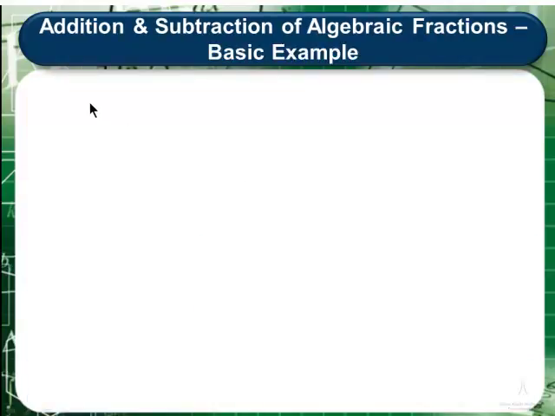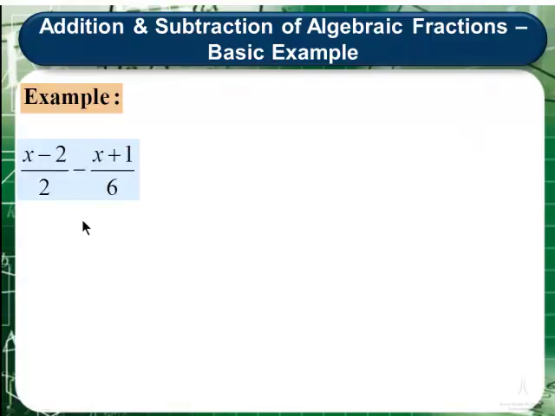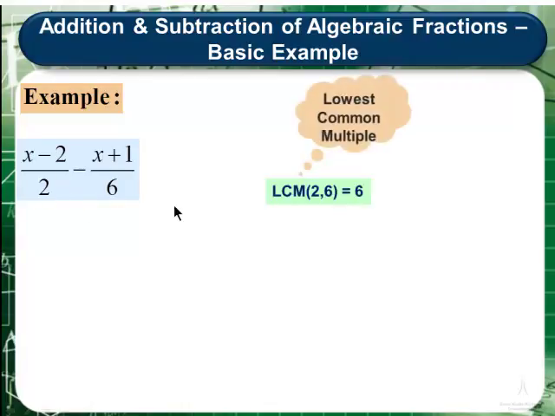We will now consider a number of basic examples of addition and subtraction of algebraic fractions. In the first example, we have to add these two algebraic fractions together. Note the denominators in this case are both numerical, 2 and 6 respectively. We still apply the same process. We look for the lowest common multiple of 2 and 6. In our case, it will be 6.